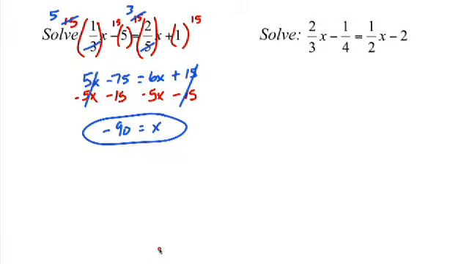4 times 2x is 8x. 3 times negative 1 is negative 3, equals 6 times 1x is 6x, and 2 times 12, 24. Again, notice we're right back where we always want to end up. Variable number on one side, variable number on the other side.